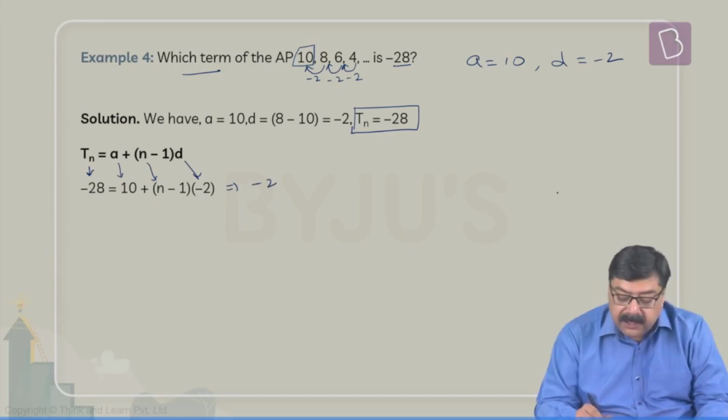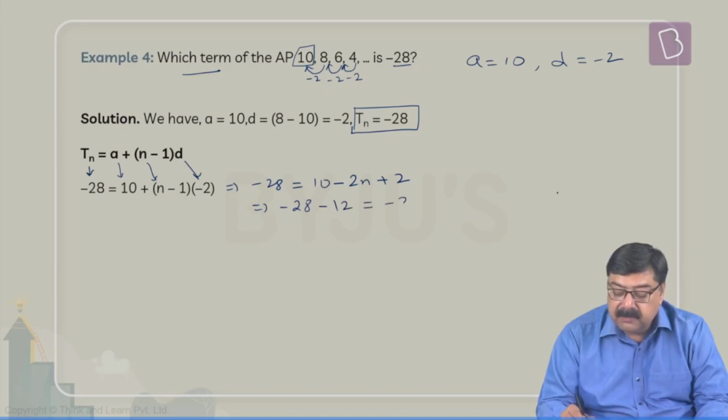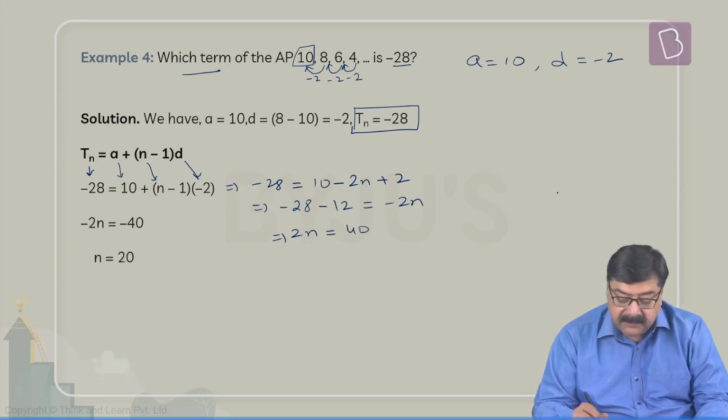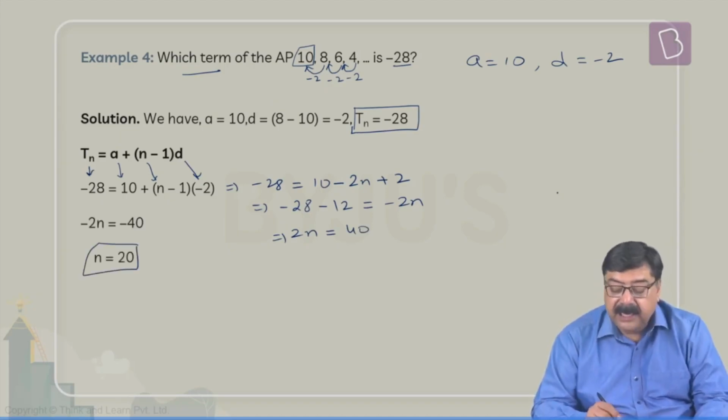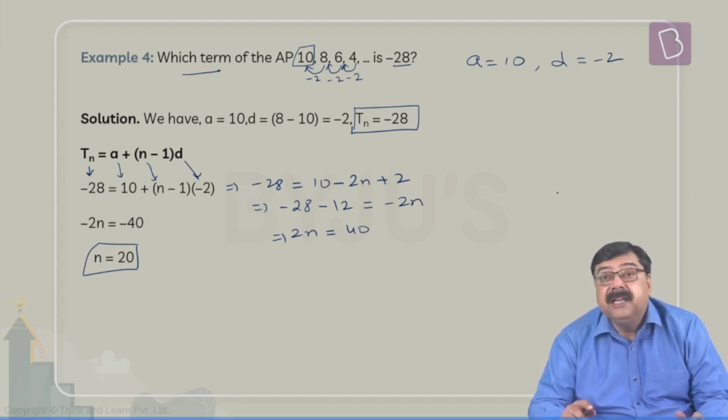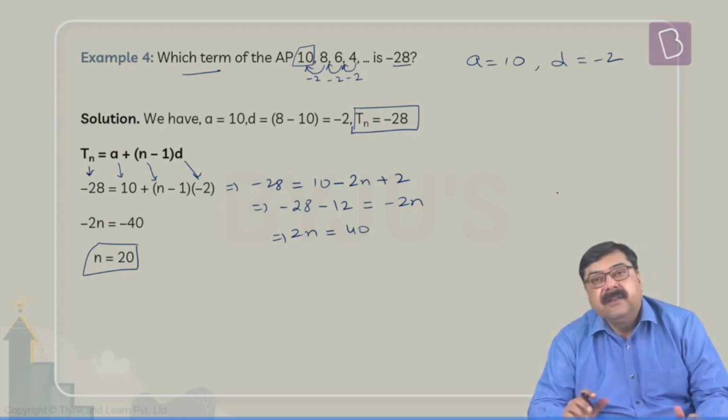Now this would mean minus 28 equals 10 minus 2n plus 2. Now this can be rewritten as minus 28 minus 12 equals minus 2n. So 2n here becomes 40. By that we get the value of n here as 20. So minus 28 is the 20th term in the given AP.